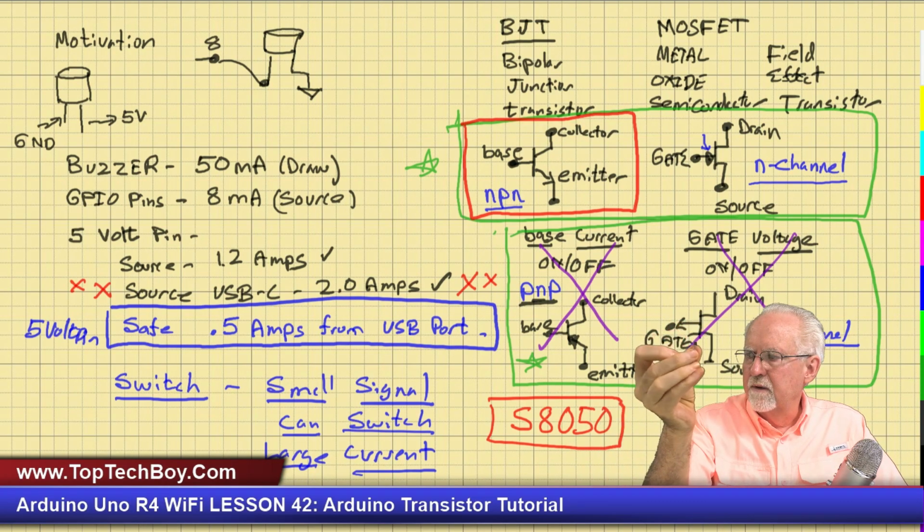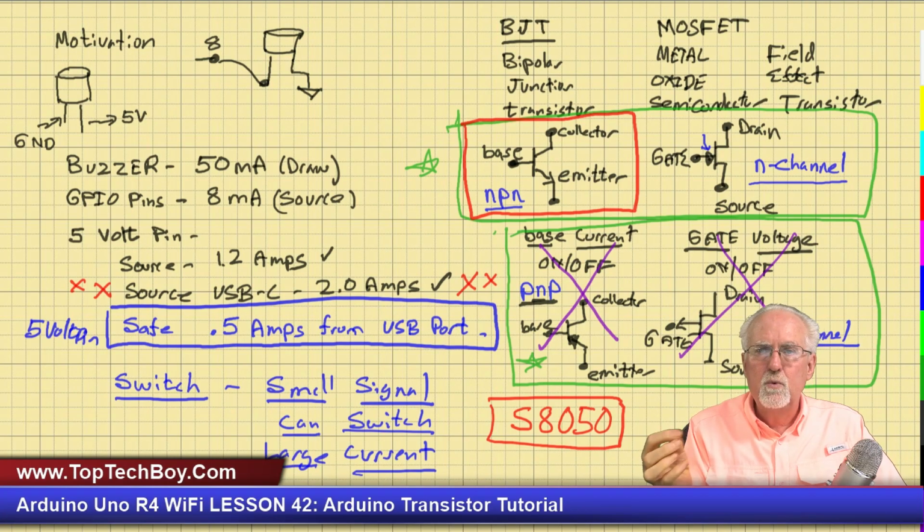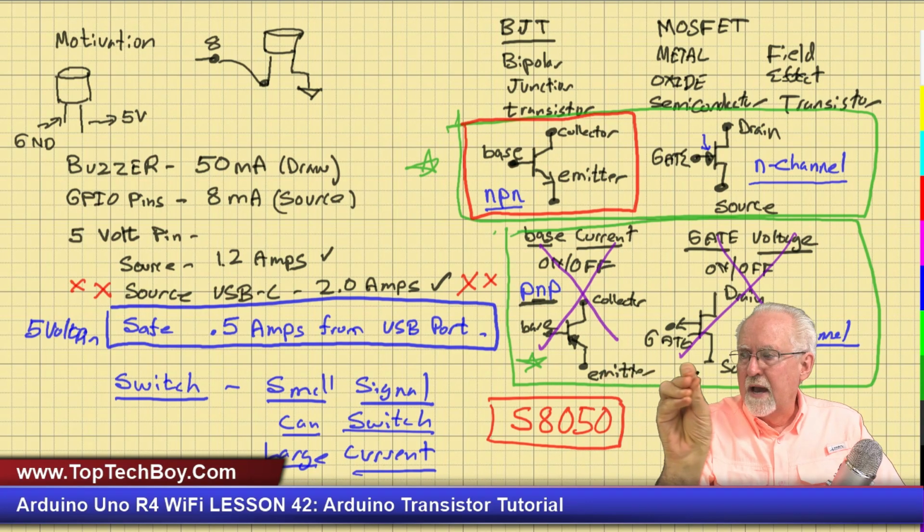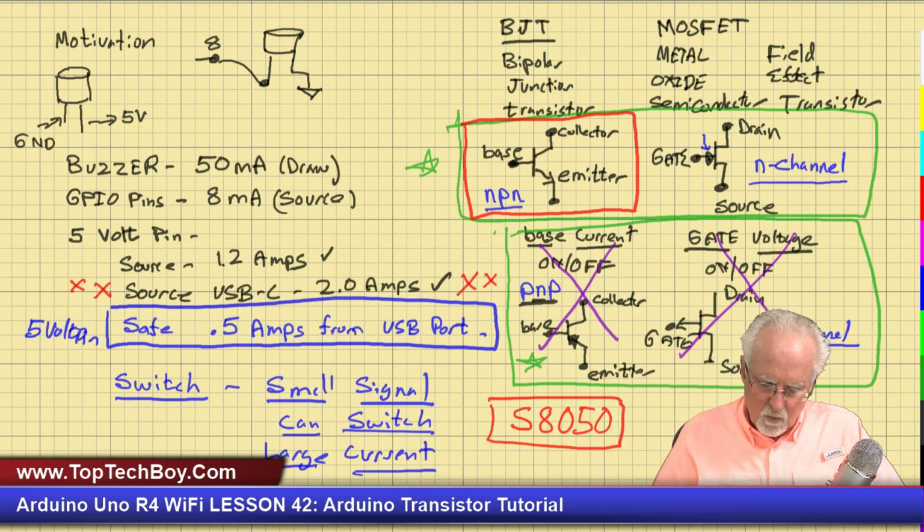So if you look at the little flat side with the magnifying glass, you want to find the one that says S8050, because otherwise they look identical and you don't want to use the wrong transistor. You want to use the correct transistor.